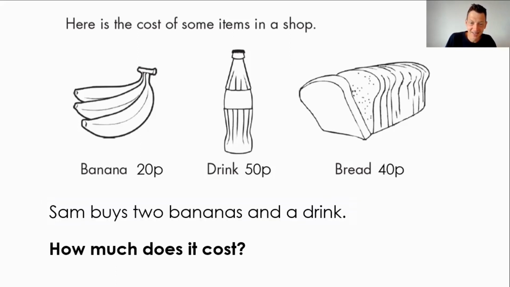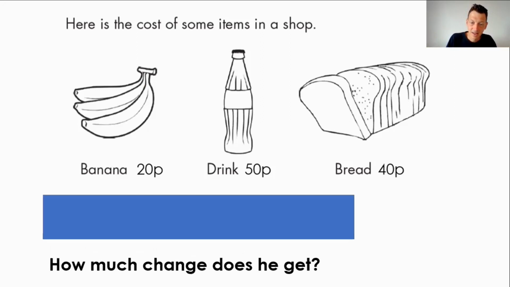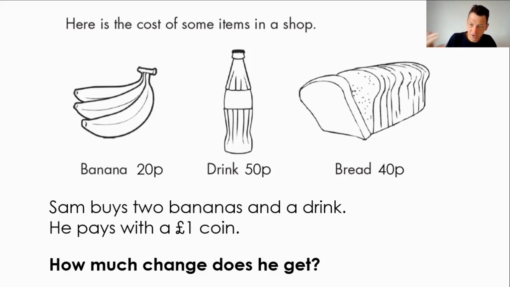And again, we could see, Sam buys 2 bananas and a drink. How much does it cost? I must know what he buys to work out how much it costs. How much change does he get? What do I need to know this time? And we get to, well, what does he buy? And what does he spend? I'll need to know here. Of course, what he pays with must have a greater value than the cost of what he purchases.